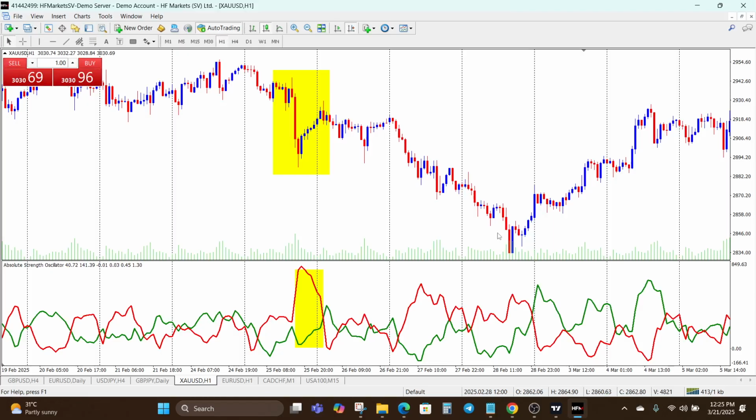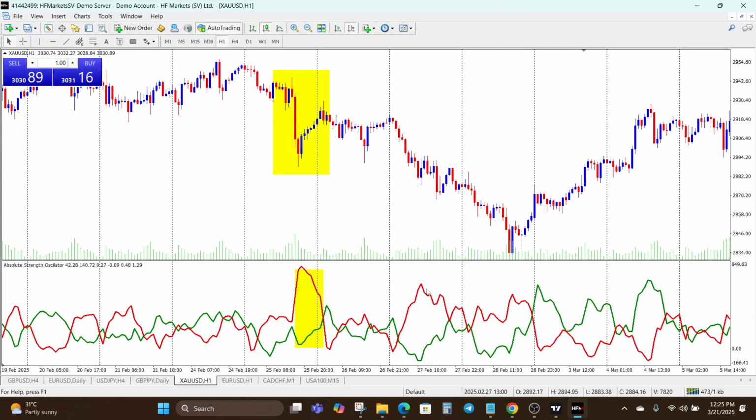All right, so why use the Absolute Strength Oscillator? One is that it works in both trending and ranging markets. Secondly, it provides clear buy and sell signals. You can see the signals are quite straightforward. You just have to watch out for a crossover. When the green crosses above the red, it's a buy signal. When the red crosses above the green, it's a sell signal.